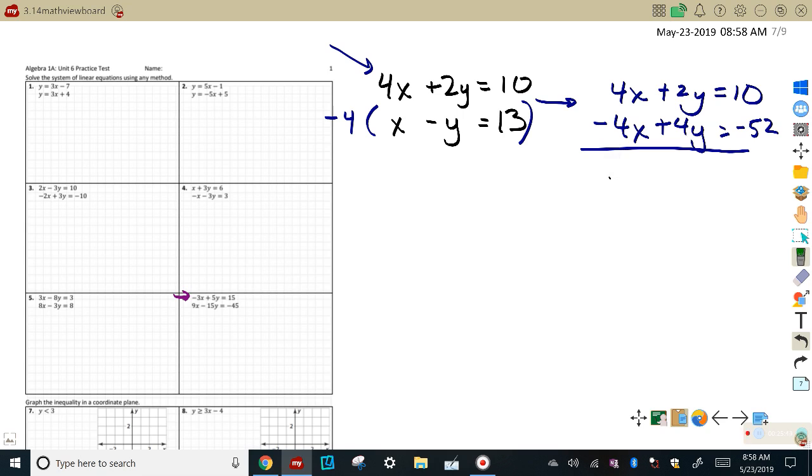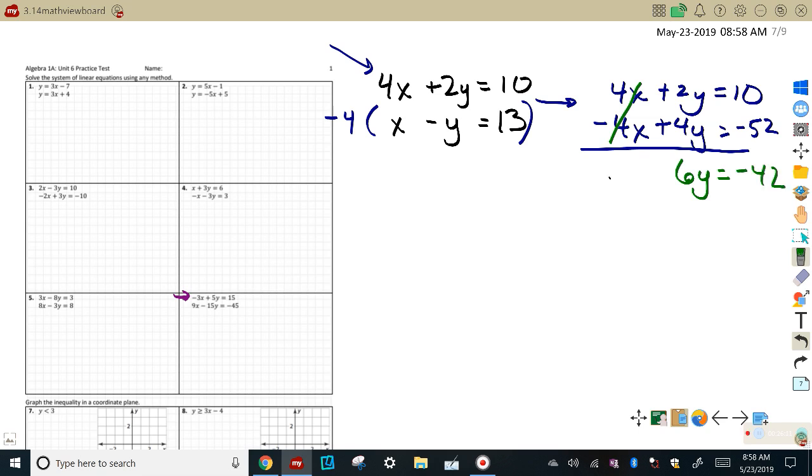I know that we decided that we were going to cancel out the x's, so those are gone. Then I have a positive 2y and a positive 4y. When I combine those two together, it gives me a positive 6y. And then a positive 10. Negative 42.